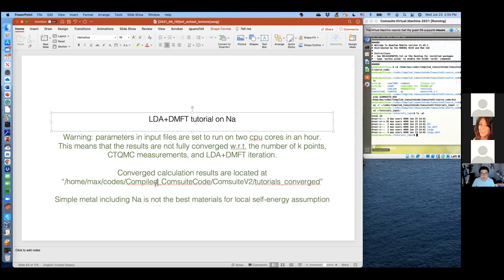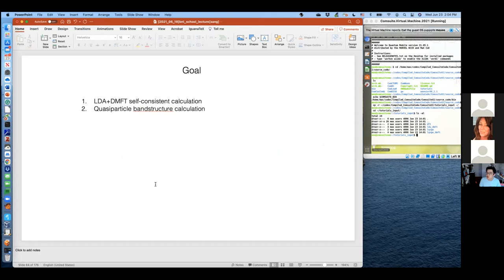Okay, let's go to the next pages. I hope that you guys don't see any problems. So the goal of this hands-on session is, first, you will run the LDA plus DMFT self-consistent calculation. And from there, I hope you will be able to calculate the quasi-particle band structure within LDA plus DMFT.